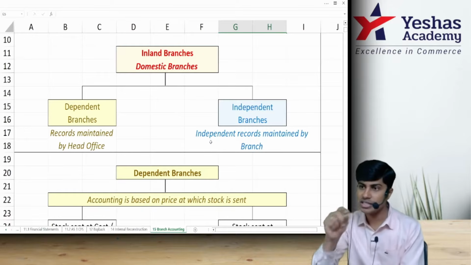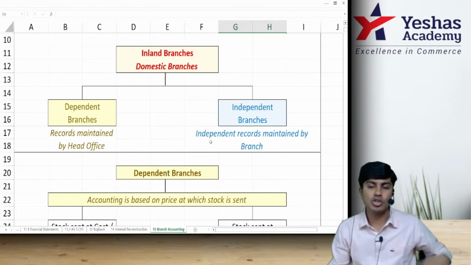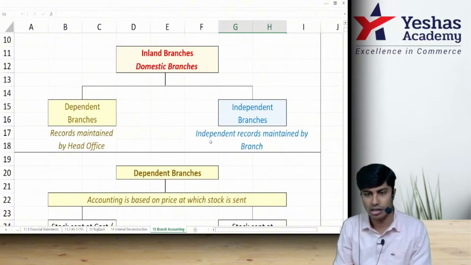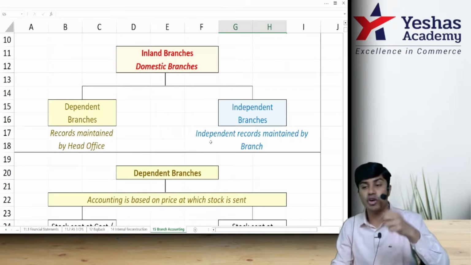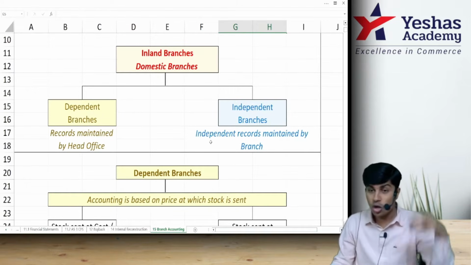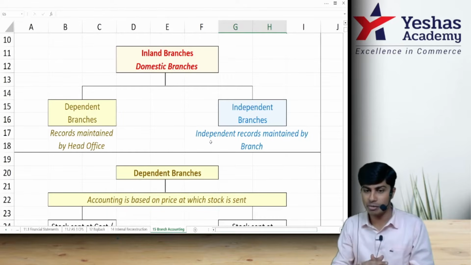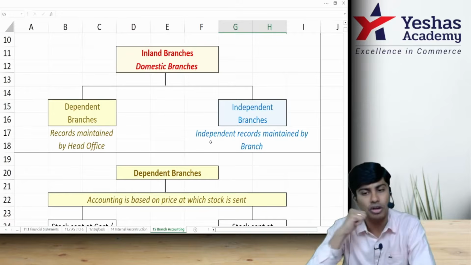Dependency is, in the business world, seen slightly differently from accounting. In the business world, it is based on operative and financial decision making. If the branches depend on the head office for goods, for money, decision making, sale price fixation, hiring employees, location of business, then it is a dependent branch in the business world. But in this topic we are only focusing on accounting.